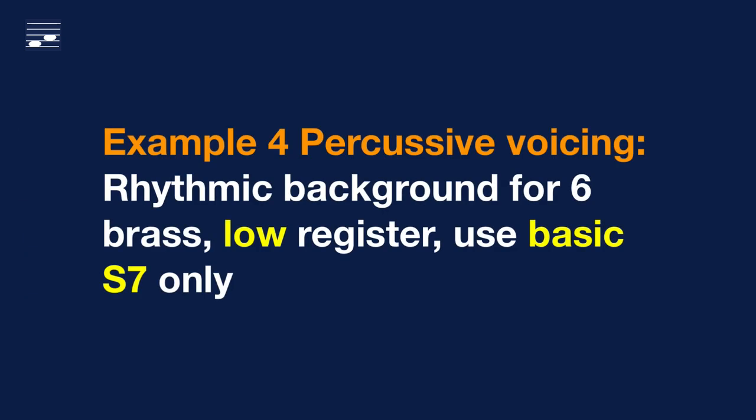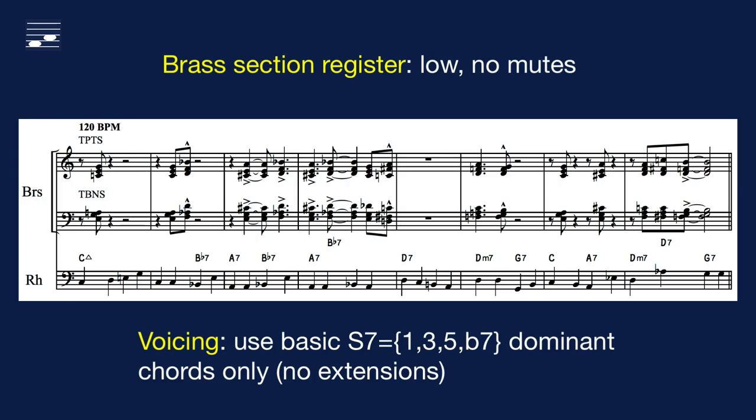In the final approach to this example, we apply a low register setting, returning to open brass and a more relaxed tempo. I'll demonstrate the sound when we apply simple seventh chords only, omitting all higher chordal functions. Dominant seventh chords are marked in yellow. Listen to the lead.